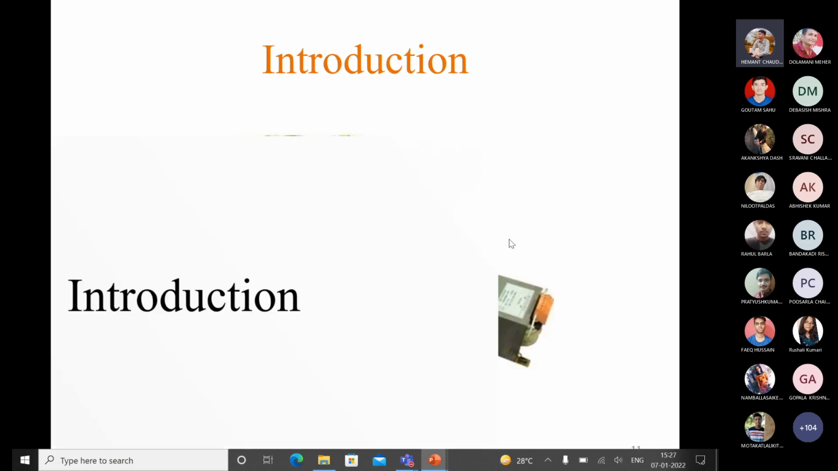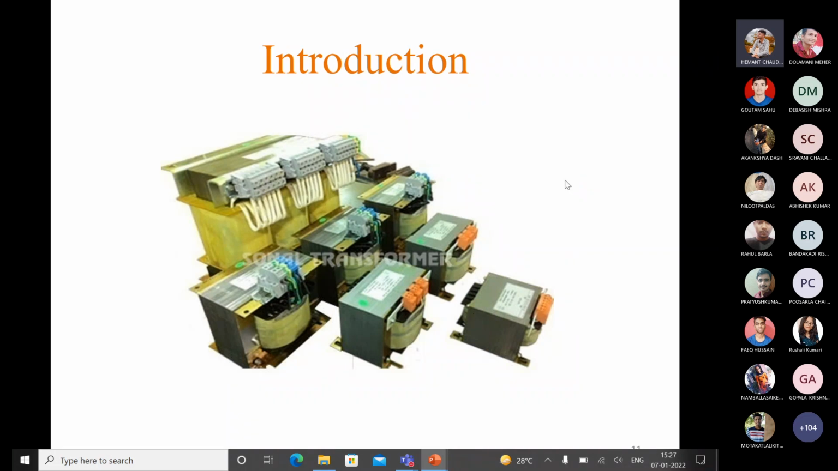So let us start with some introductory concepts. This diagram shows different sizes of transformers. That means from the application point of view, transformers are a very important part of electrical and electronic circuits, and their sizes vary widely. In electronic circuits a transformer weighs about a few grams, and in a power system it may weigh hundreds of tons. You will find the application of transformers in every electronic circuit, and the distribution of electrical power depends on the transformer.